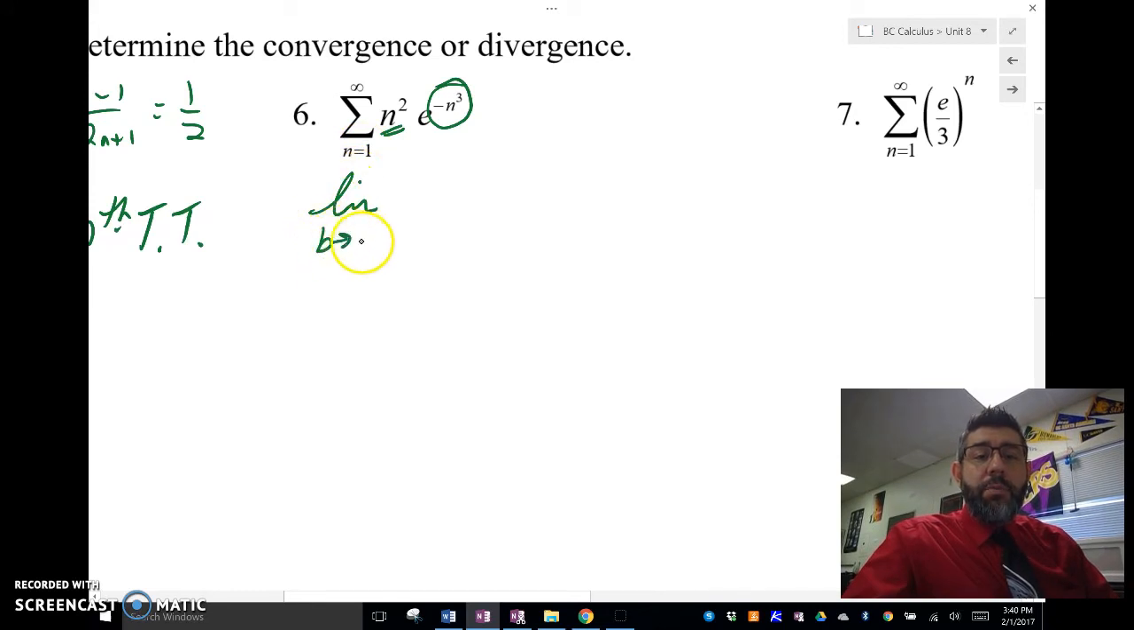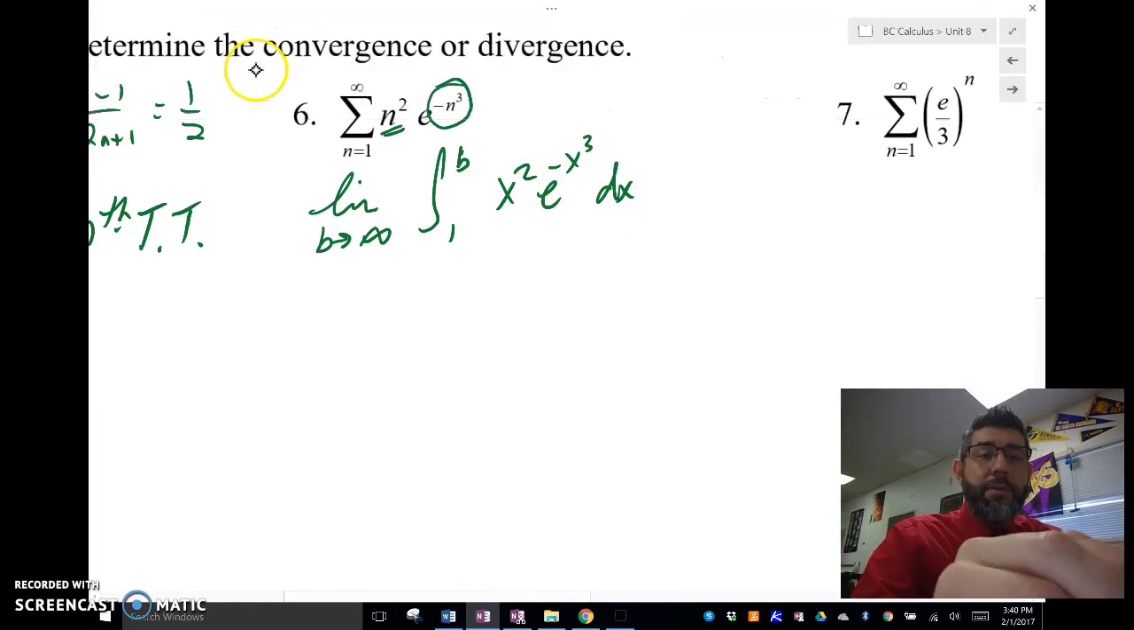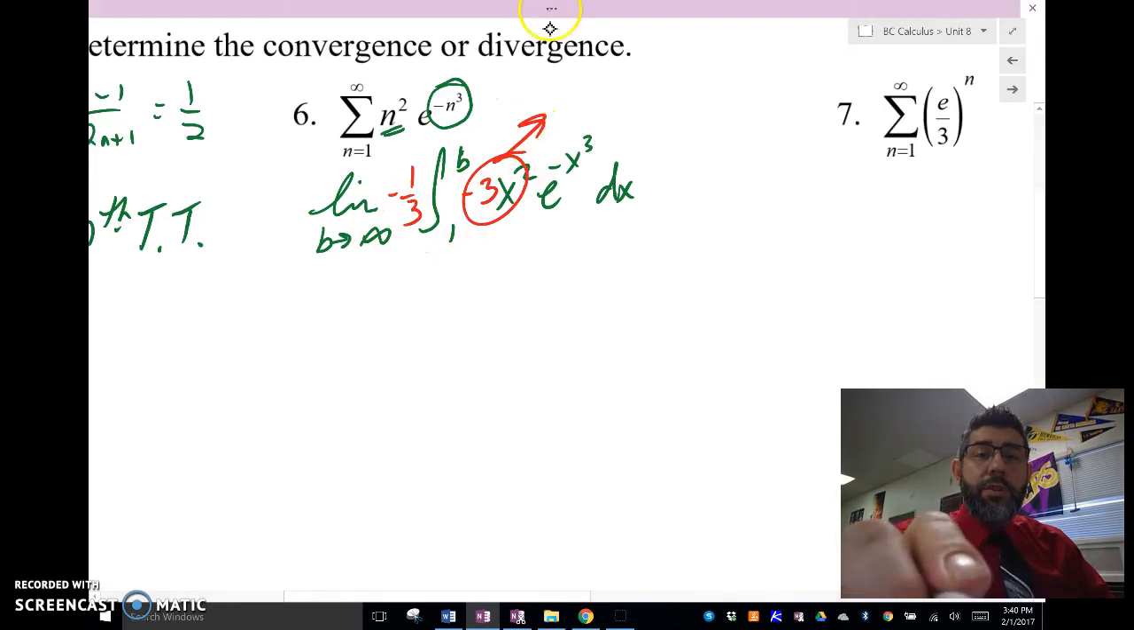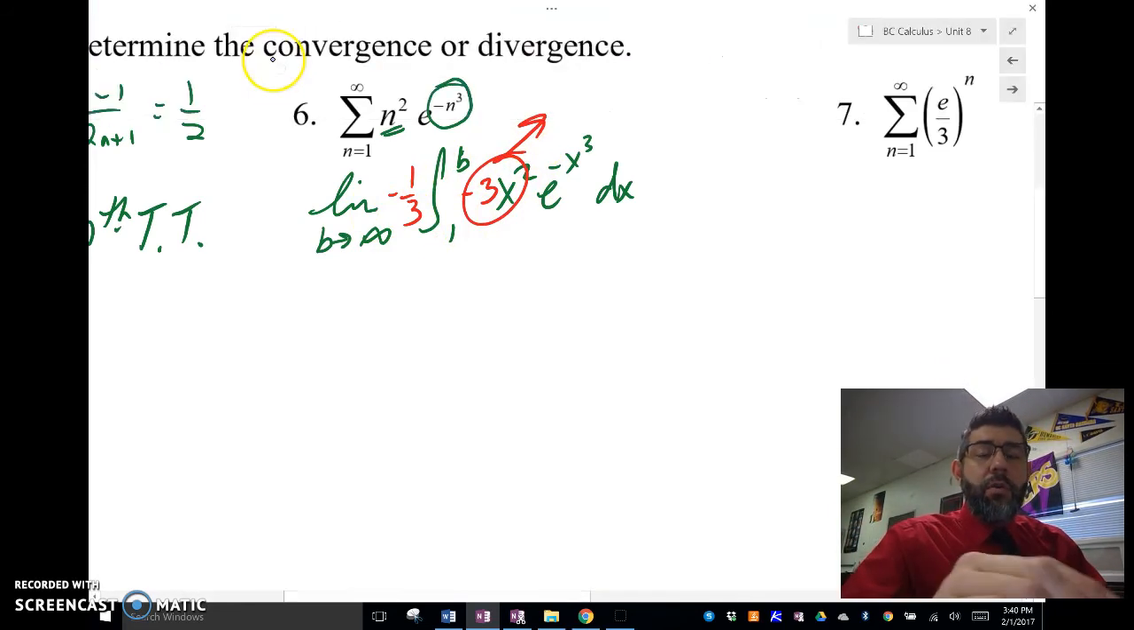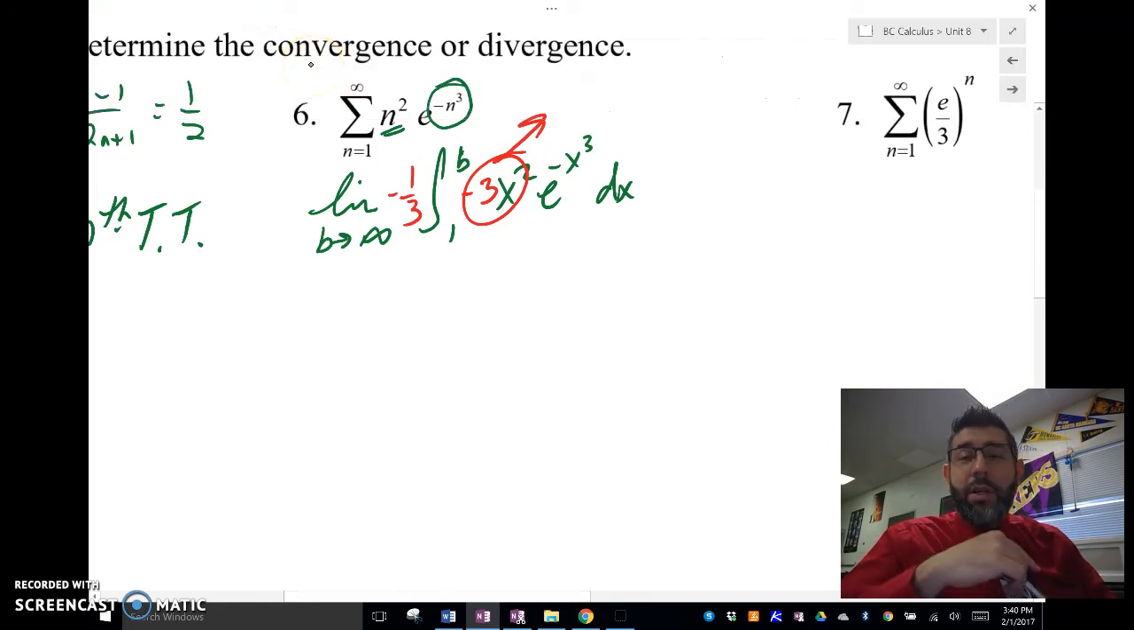Limit as b approaches infinity of the integral from 1 to b of x squared e to the negative x cubed dx. And I have a hook. So I'm going to put a -3 in here and a -1/3 out here so that this is my hook for the reverse chain rule. And to those of you that are going, what is he doing? I'm doing the reverse chain rule. You can go back and take a look at my video on reverse chain rule.